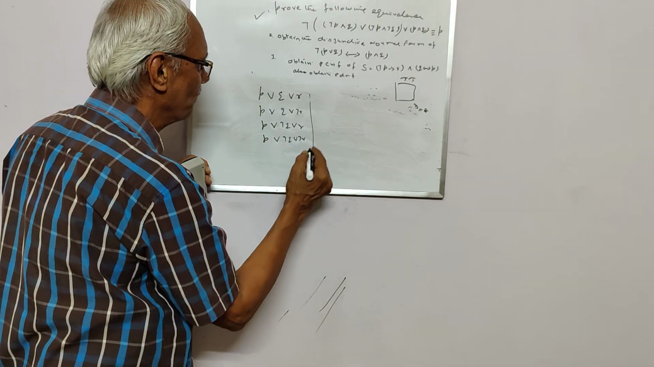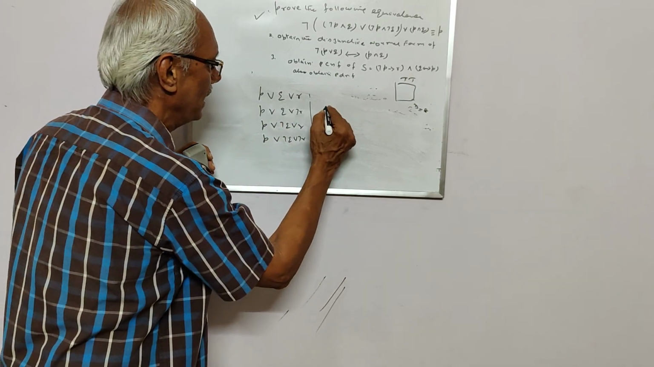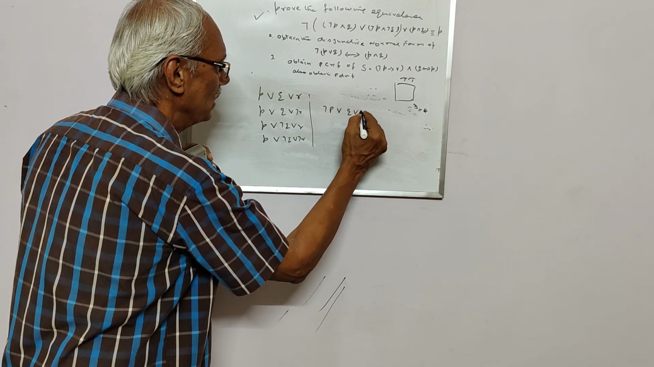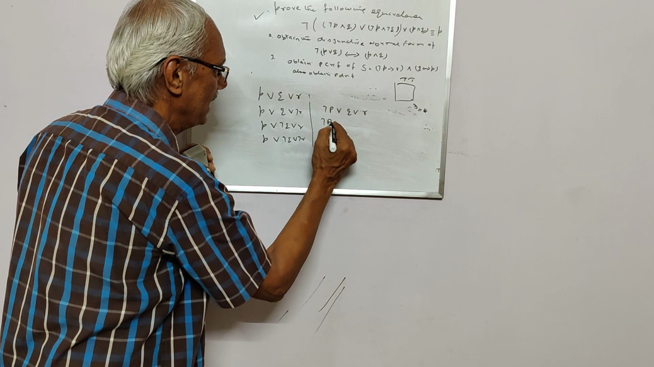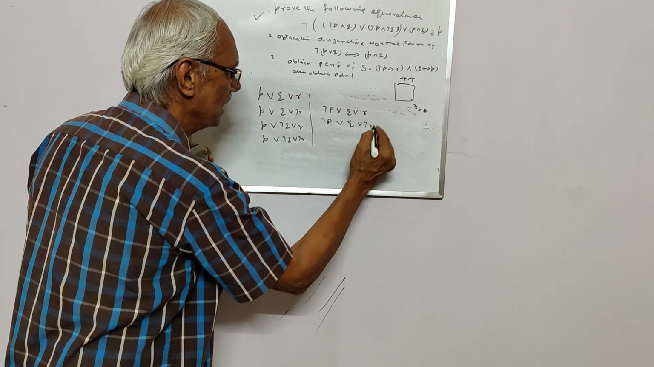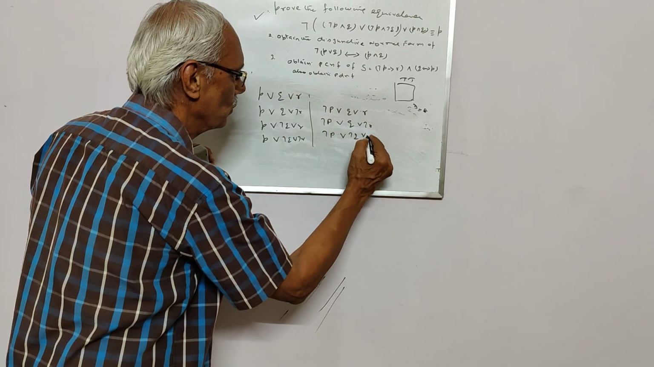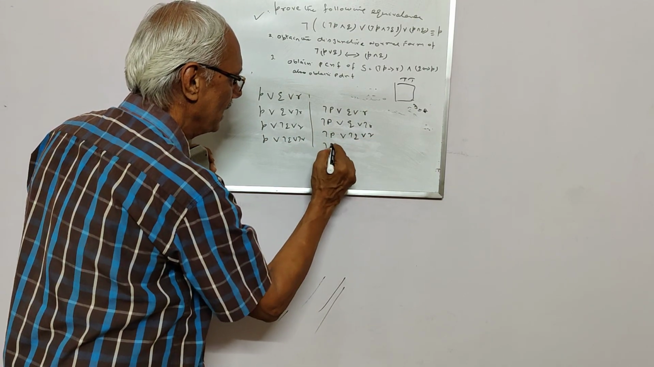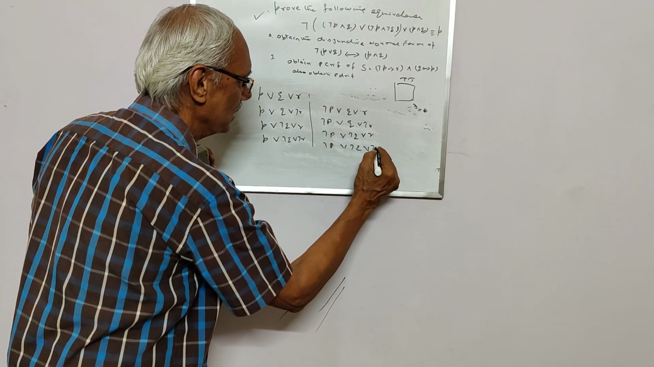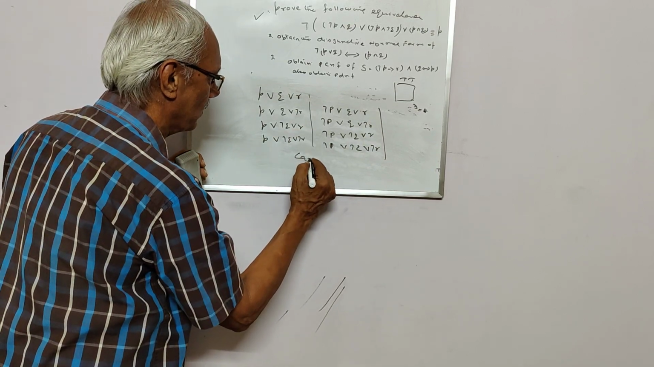And another set will come for the same sum. Negation P union Q union R. Negation P union Q union negation R. Negation P union negation Q union R. Negation P union negation Q union negation R. So you see that this is called your canonical sum.